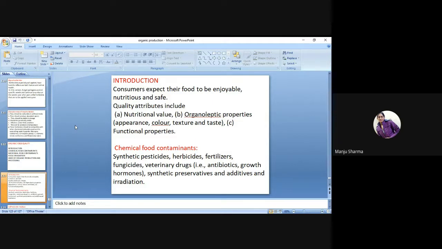Next is chemical food contaminants, in which like synthetic pesticides, herbicides, fertilizer, fungicides, veterinary drugs including antibiotics, growth hormones, synthetic preservatives and additives, and irradiation.